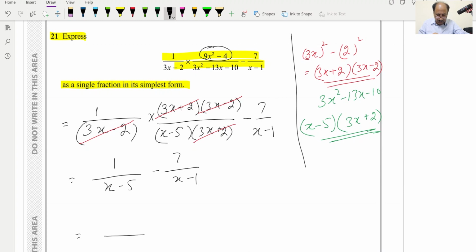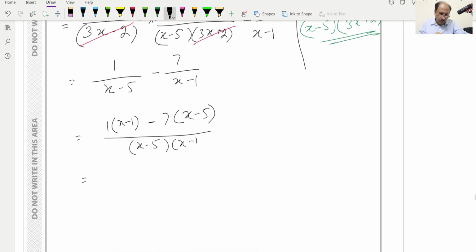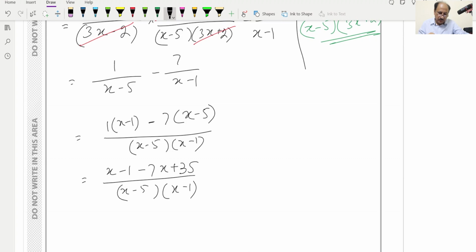So now we can write it as x minus 5 and x minus 1 in the denominator, and 1 multiplied by this x minus 1. So we can write 1 into x minus 1 and a minus sign, then 7 into x minus 5. Now we will have to simplify this. If we open the brackets in the numerator, it will be x minus 1 minus 7x, and minus 7 times minus 5 will be plus 35, divided by x minus 5 into x minus 1.